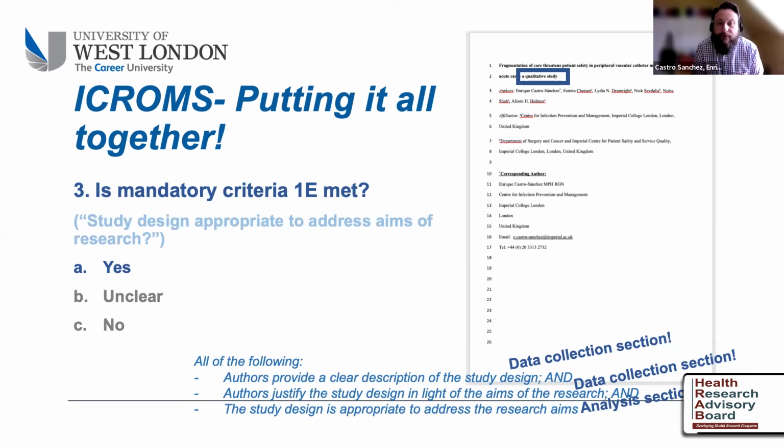Then the authors must also justify the study design in light of the aims of the research. Just before or right at the top of the paragraph, it says the aim is to explore the attitudes, beliefs, perceived barriers. So they justify the study design. And finally, the study design is appropriate to address the research aims. You've got there the analysis section, where there is the explanation about the thematic analysis and how they went about it. Because we could tick those 3 boxes, we can say that the mandatory criteria 1E was met.